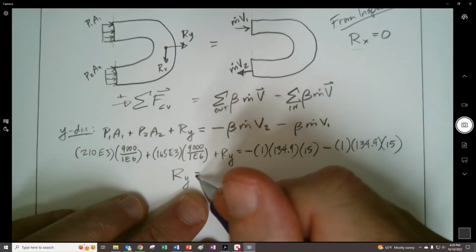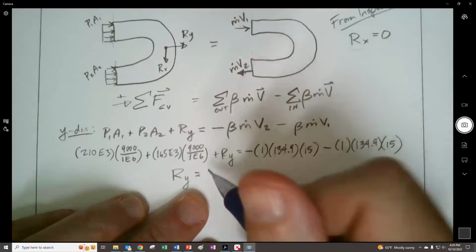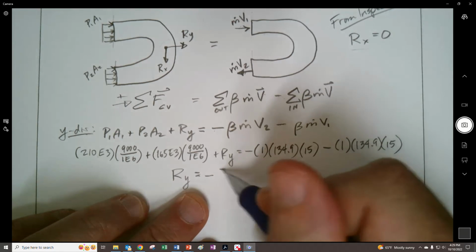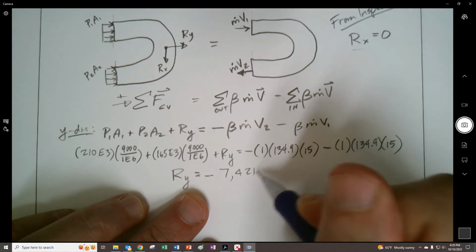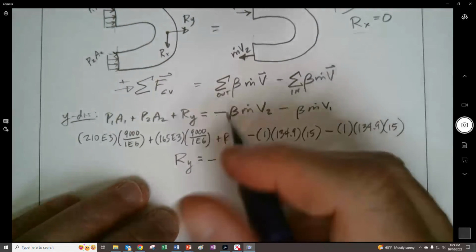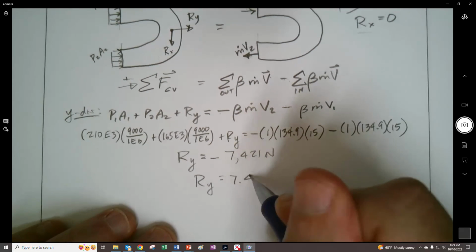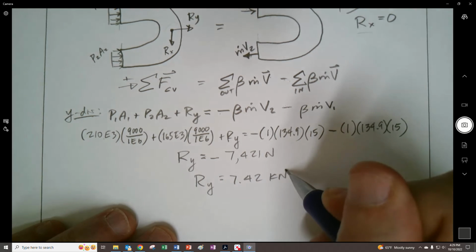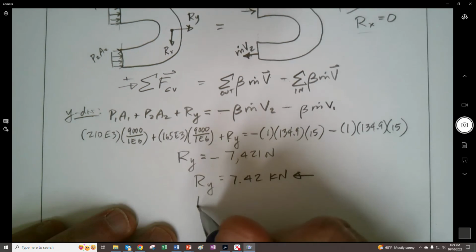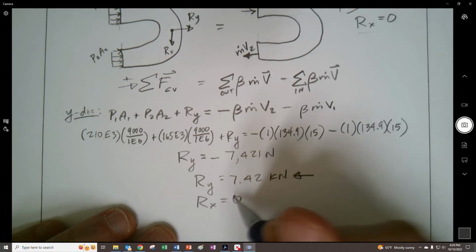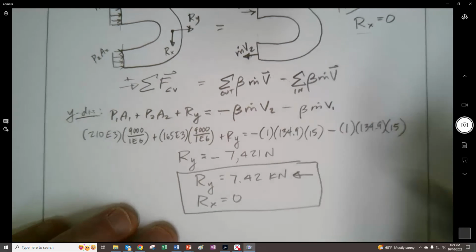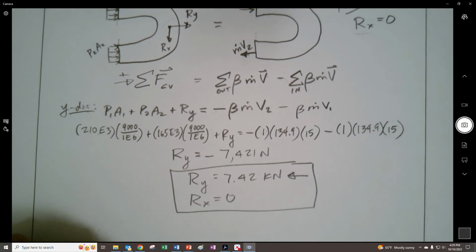It's interesting, and this reaction is going to be a negative value of 7,421 newtons, or you could say that the RY is going to be 7.42 kilonewtons and pointing the other way. And they did ask us about the RX. So there you go. And there's the solution to that one.